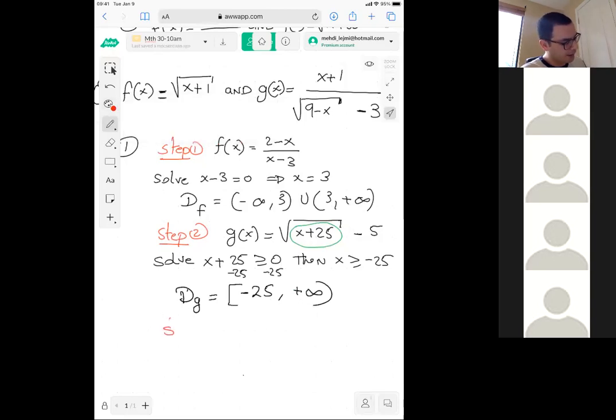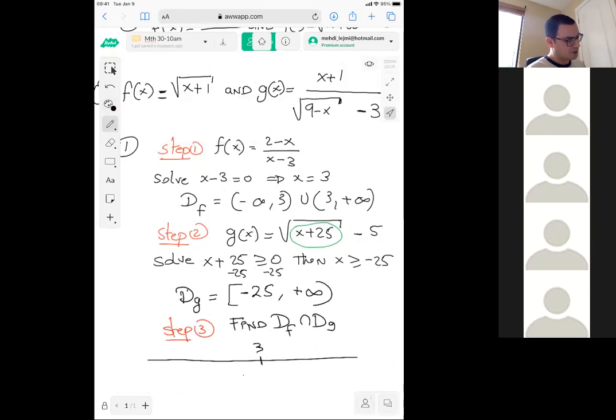Now I can find the common domain. So here's my number line. For f, I have 3, so I'm going to put 3 on the number line. And for g, I have negative 25, so I'm going to put negative 25.